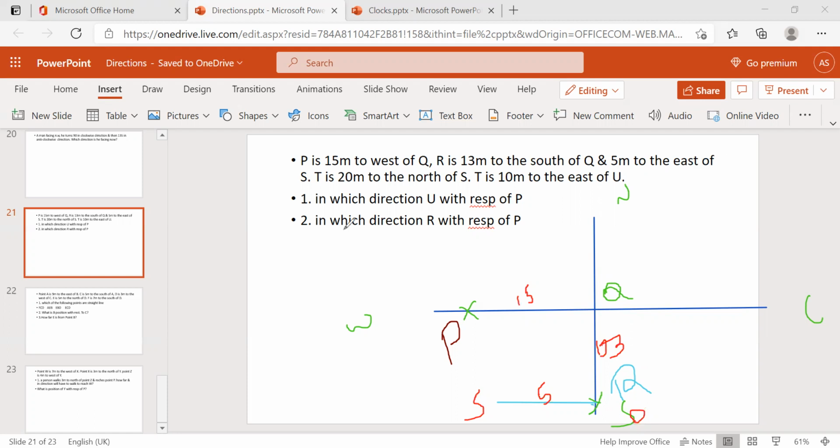Okay, now T is 20 meters to the north of S. Here is S, and this is north, right? So how many meters? 20 meters to the north. This is 13 and this is 7. Which one is it? T. It is nothing but T. Now, T is 10 meters to the east of U. So 10 meters to the east of U.